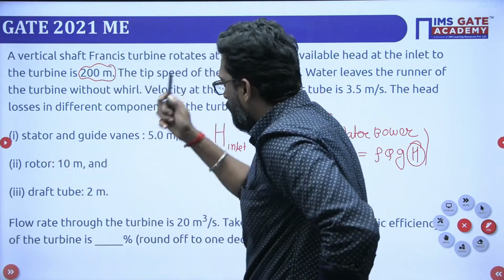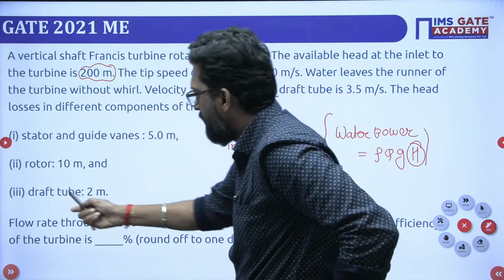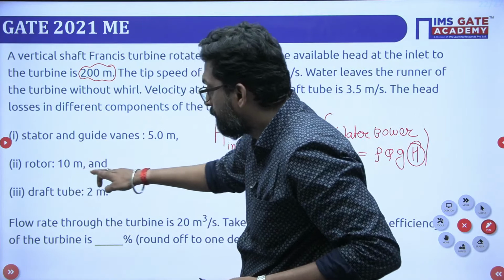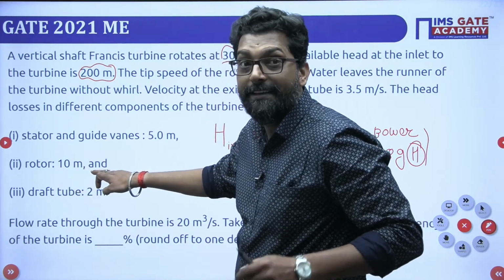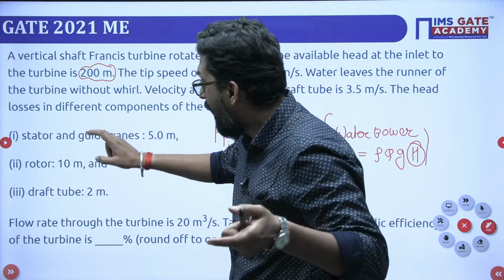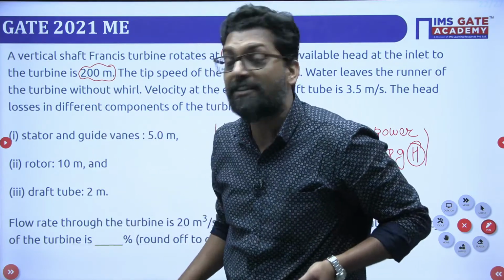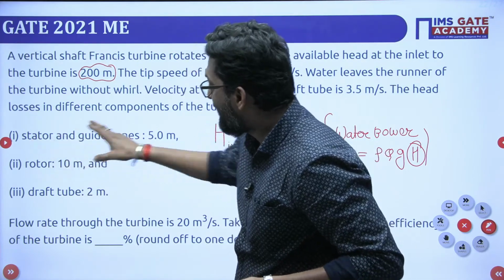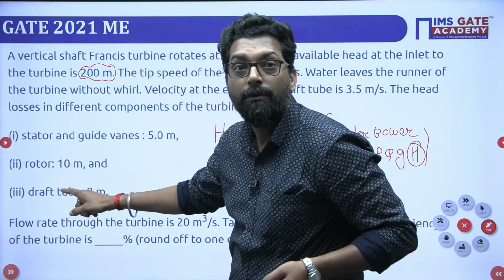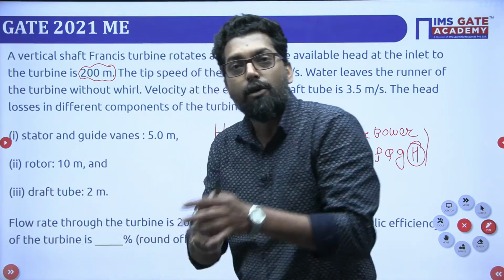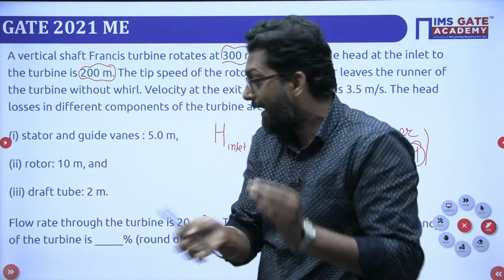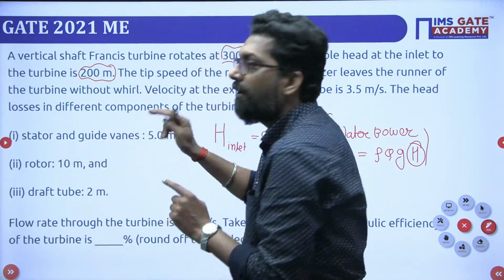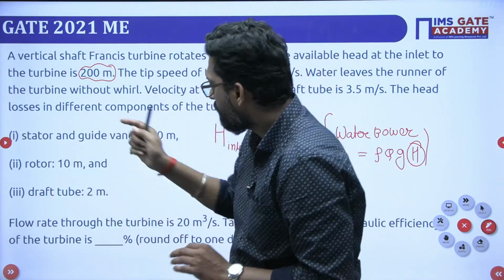So stator and guide vane losses are there, rotor losses are there, and draft tube losses are there. The rotor has more loss also. This is the practical thing. If someone asks you in which component the losses are more, the rotor has more losses. Then there is the stator and guide vane, then the draft tube. Decreasing order of the losses. So more losses at the rotor, less losses in the draft tube. In between these two, there are losses in the guide vane or stator.